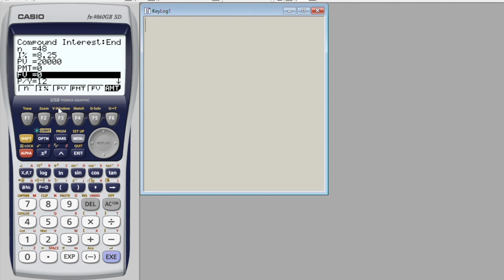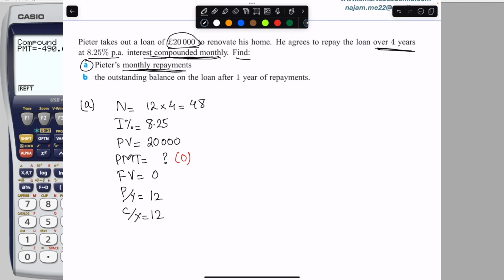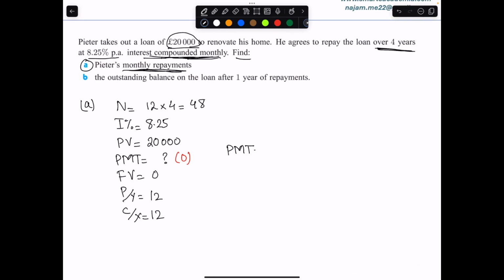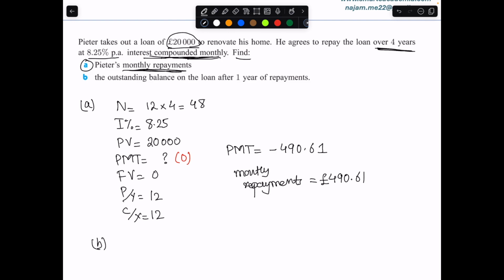Now we need to calculate the PMT again. I'll just go here, and now I get a PMT or monthly repayments of $490.61. So as we saw, our monthly repayments using the TVM calculator was negative 490.61, which means our monthly repayments was $490.61. Now the B part says, what is the outstanding balance on the loan after 1 year?